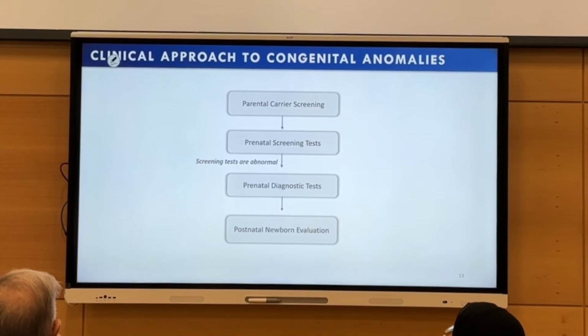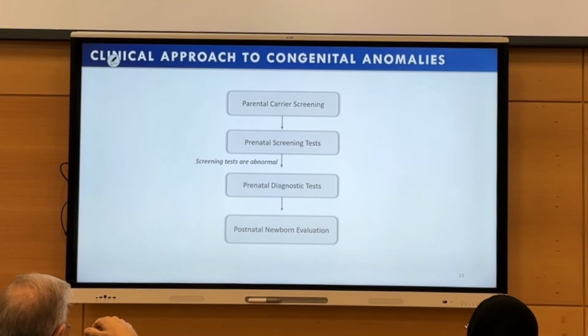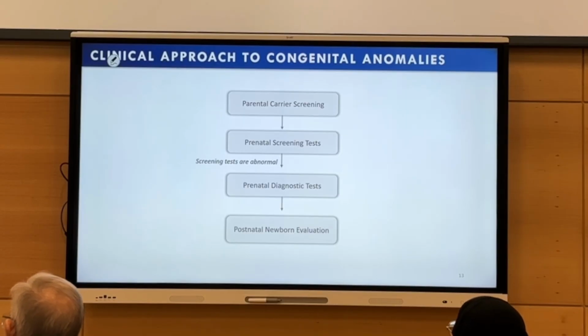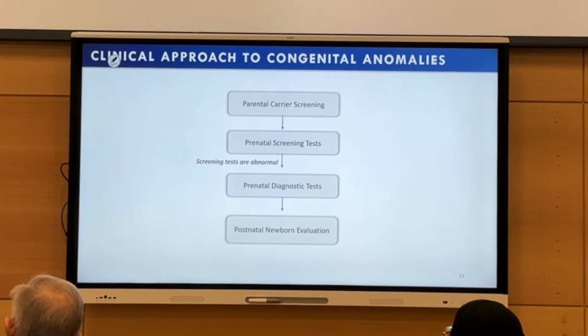So it's a screening test, but if you found it positive, what are you going to do? Confirmatory test. You do what test? Amniocentesis or CVS. So amniocentesis and chorionic villus sampling are the procedures for taking the fetal DNA. To do what test?